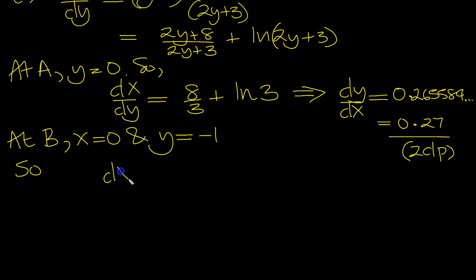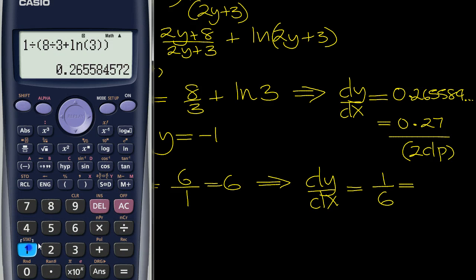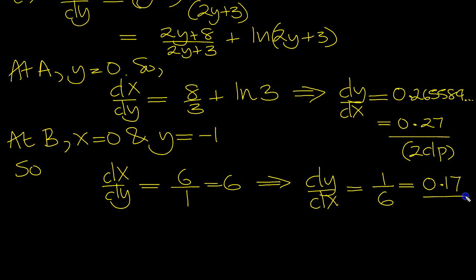So dx/dy then is equal to, this will be 0, so it's simply 8 take 2 is 6, over 3 take 2 is 1, equals 6. So dy/dx is equal to 1/6. And to 2 decimal places, 1 divided by 6 equals 0.17.